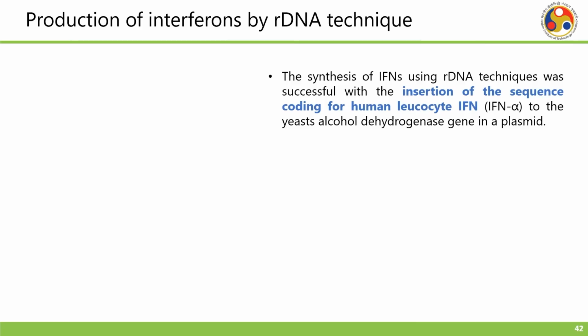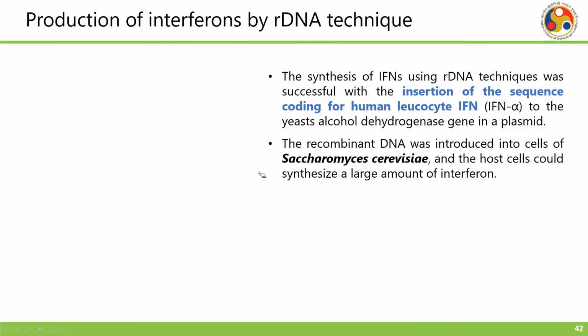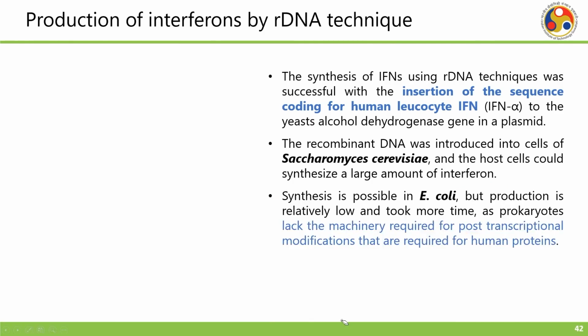So, here we discuss the production of interferons using the rDNA technique. The synthesis of IFNs using rDNA technique was successful with the insertion of the sequence coding for human leukocyte IFN or IFN alpha into the yeast alcohol dehydrogenase gene in a plasmid. The recombinant DNA was introduced into cells of Saccharomyces cerevisiae. In the earlier case, we were mostly using E. coli, but here we are using yeast, and the host cells could synthesize large amounts of interferon.